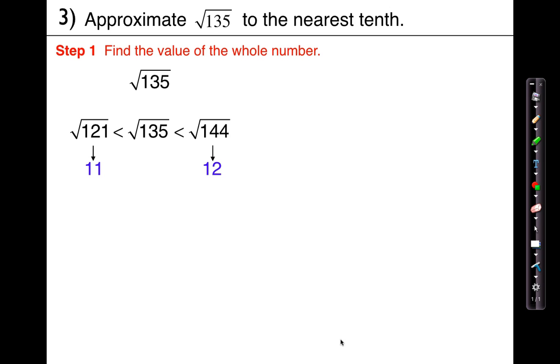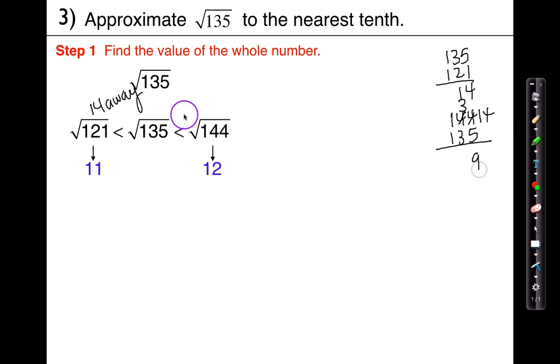Okay. But real quick, let's decide, is it going to be closer to 11 or closer to 12? Let's see. From 11, how far apart is it? I'm just going to find the difference to figure out how far apart they are. They're 14 away. Okay. How far is 144 and 135? I would say it is 9 away. So I would say for this reason, it's definitely going to be closer to 12.